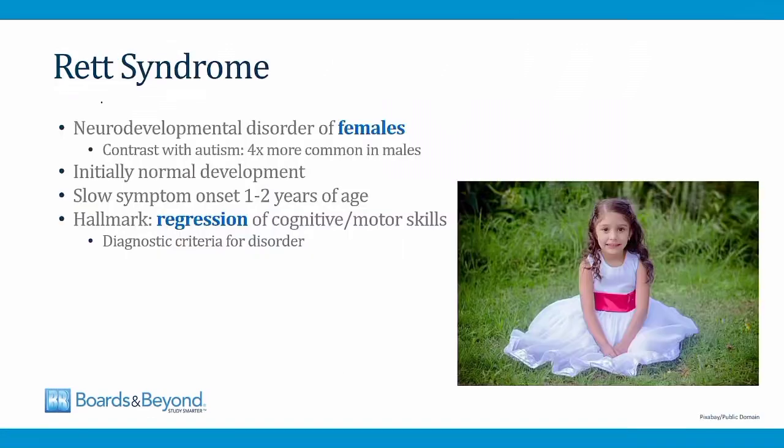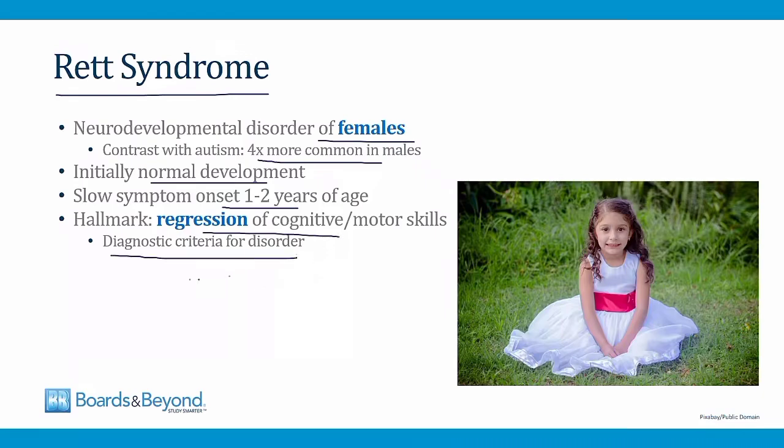There's a common cause of developmental delay that often comes up in board exams, and that is Rett syndrome. This is a neurodevelopmental disorder of females, so it only occurs in girls. And contrast this with autism, which is 4 times more common in males. Girls who develop Rett syndrome initially have normal development, but then they begin to regress around 1 to 2 years of age. And that's the hallmark of Rett syndrome. It's regression of cognitive and motor skills. Skills that they used to have, they will lose. This is one of the diagnostic criteria for the disorder.